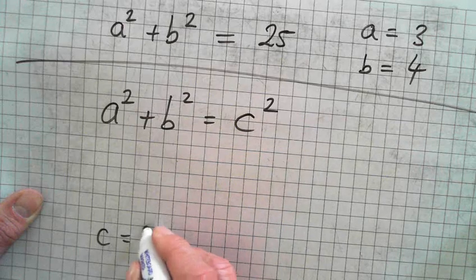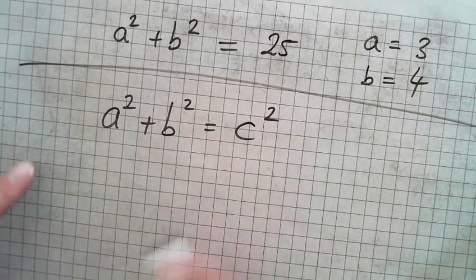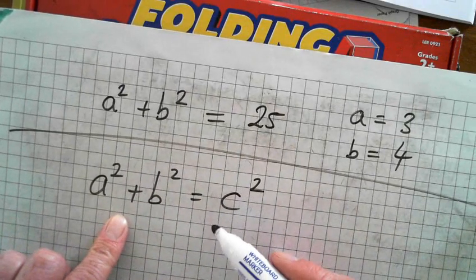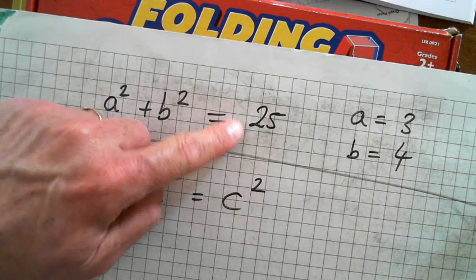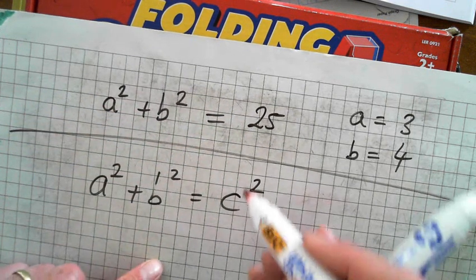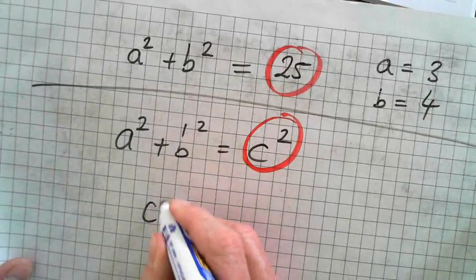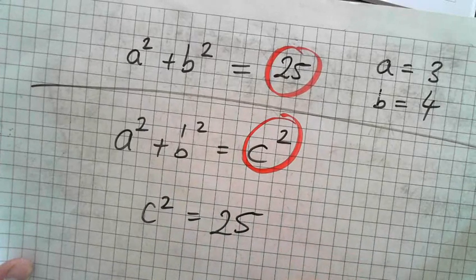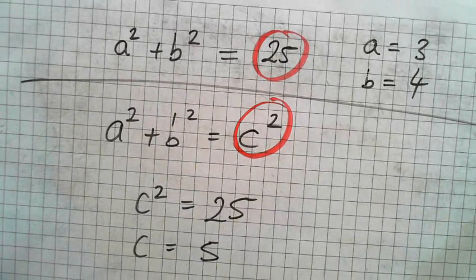It's 5. Yeah, how did you do that? Square root of 25. So if you look at the two of them, what can you see? They're the same. So obviously these have to be the same. So C squared is equal to 25. C is equal to 5. Is that right? Yeah?